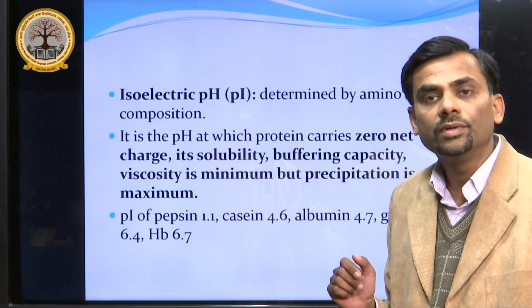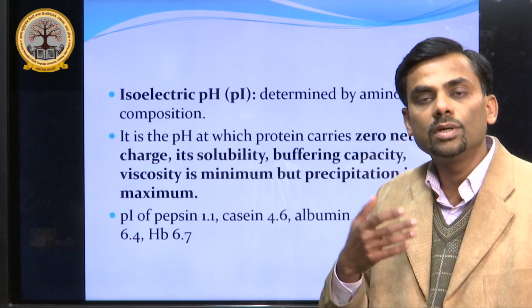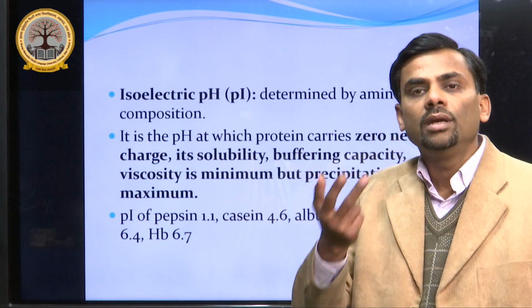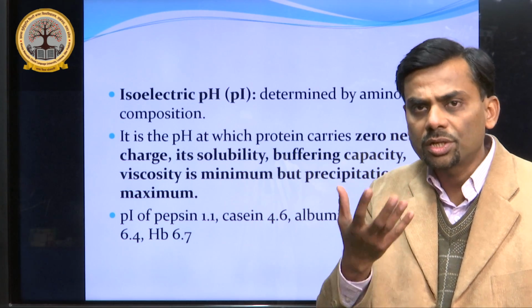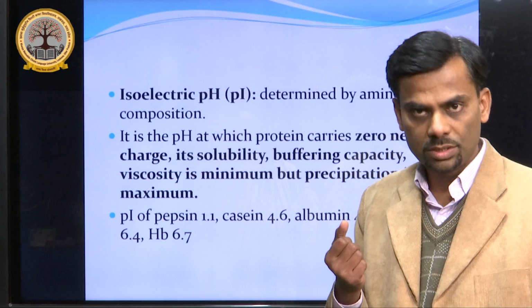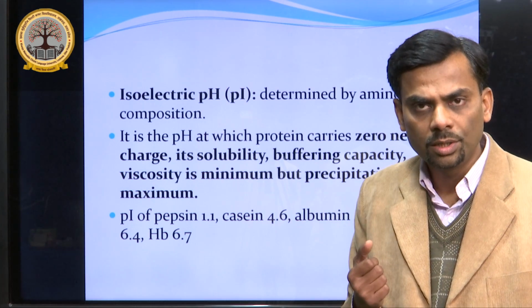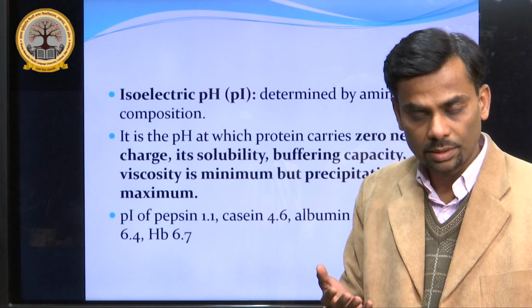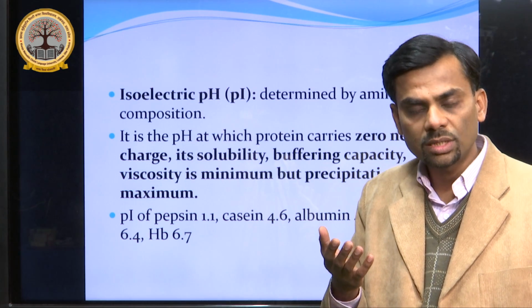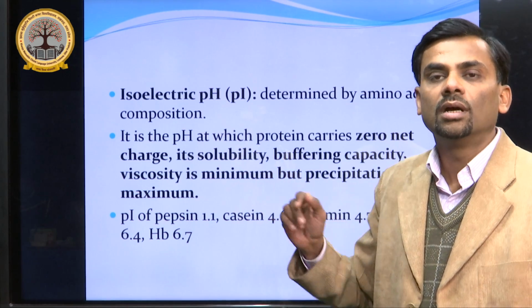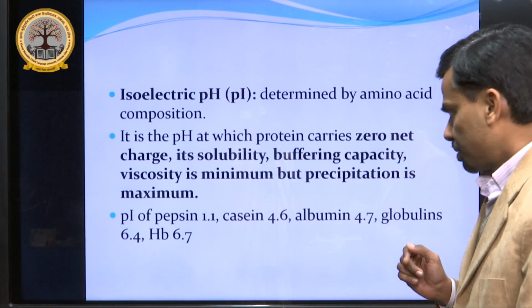What happens when the net charge on an amino acid is 0, although it has both positive and negative charges? When you see the structure of an amino acid, it has a carboxylic group and an amino group. One is negatively charged, the other positively charged. But when a pH is reached at which the net charge is 0, both charges cancel each other, and that pH is known as the isoelectric pH.